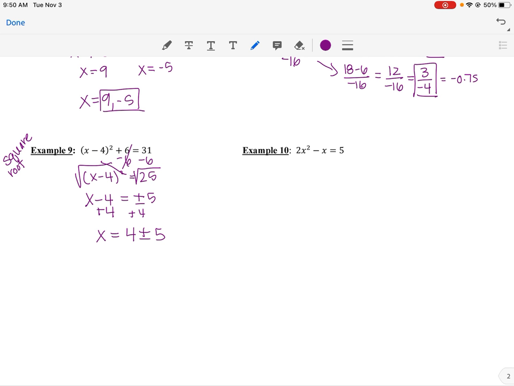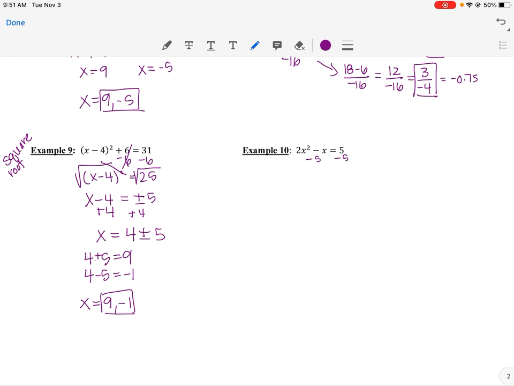So let's see what those answers are. 4 plus 5 is 9. 4 minus 5 is a -1. So this one, your x equals a positive 9 and a -1. You can also write that the other way and do -1 and then positive 9. Same result. Okay. Last but not least, I notice I cannot use the square root here.